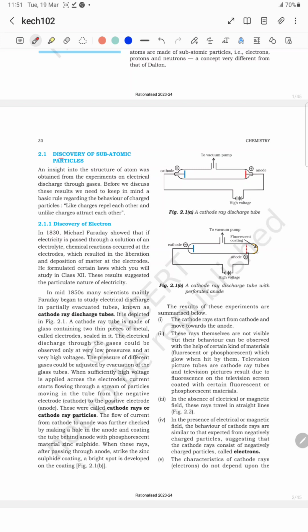The topic is discovery of subatomic particles. An insight into the structure of atom was obtained from the experiments on electrical discharge through gases. Before we discuss these results, we need to keep in mind a basic rule regarding the behavior of charged particles, that is, like charges repel each other and unlike charges attract each other.